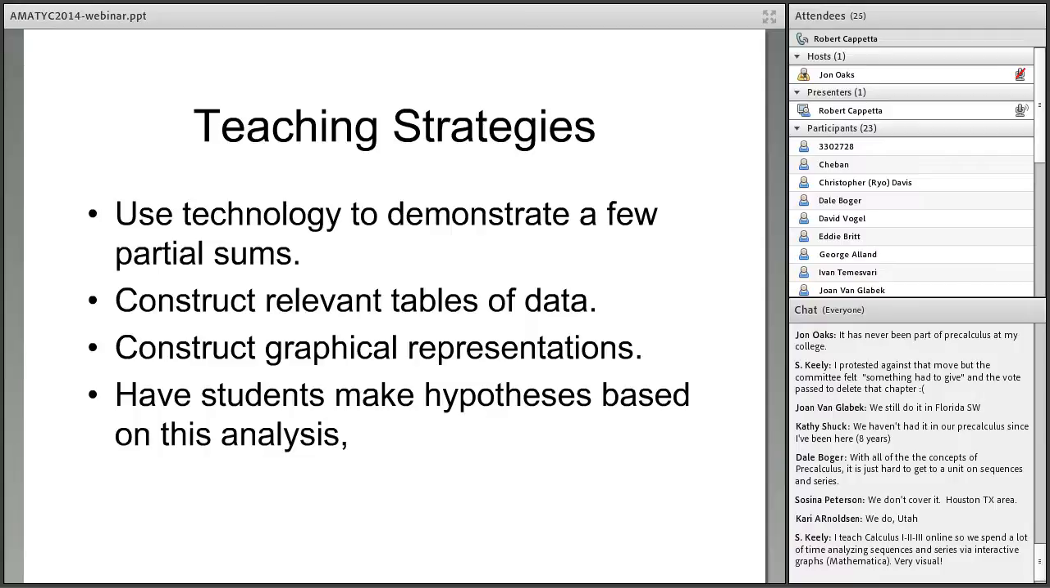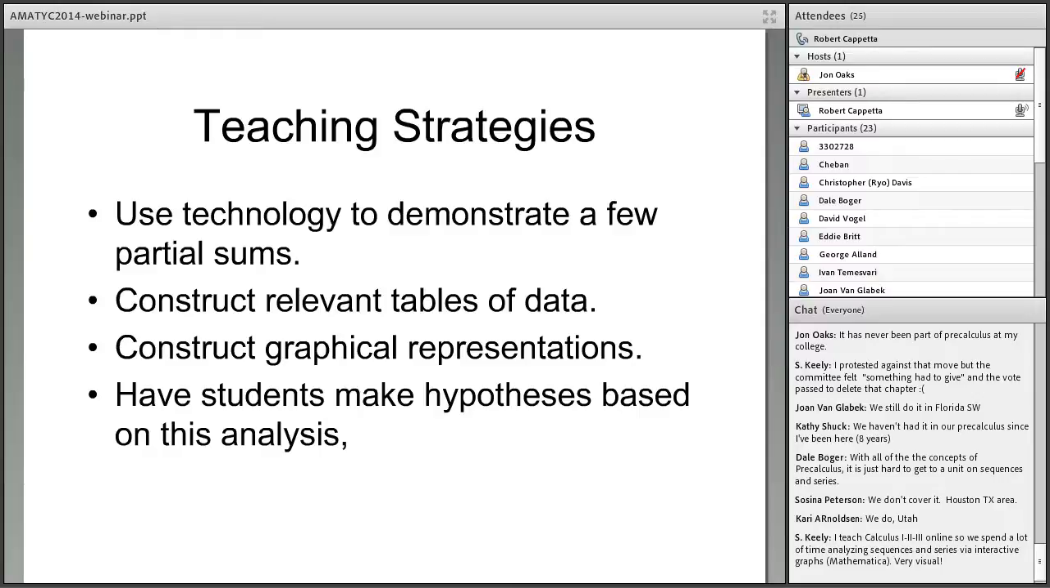Teaching strategies. So, I think this is why most of us are here. I appreciate you listening to my take on the research that shows us that students indeed do have challenges. But I'm sure most of you are here to try to get some ideas that you can use in the classroom. And I believe using technology is key.